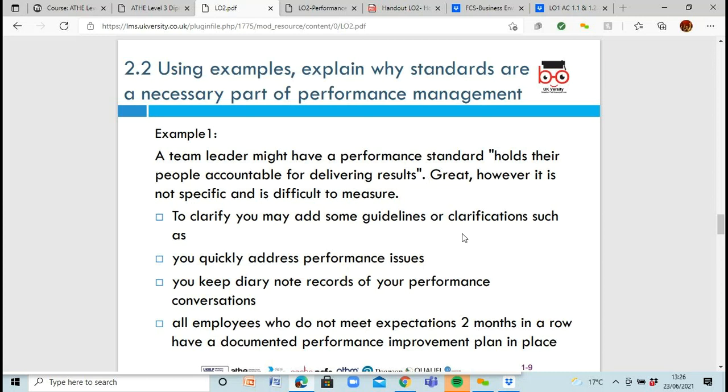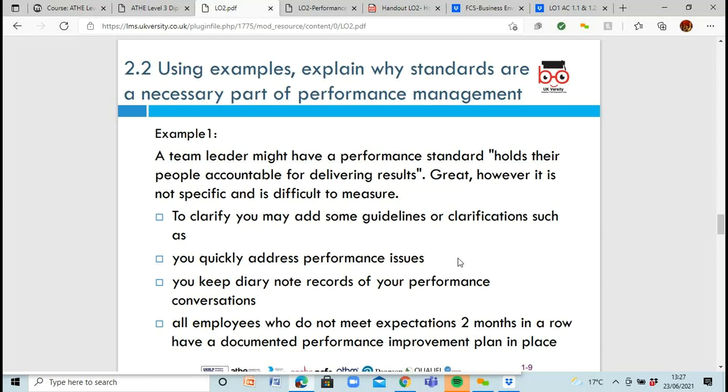So to clarify this, you need to add some guidelines. So you can put down some performance issues. You can keep a diary note to record your performance. And then all employees who don't meet expectations 2 months in a row will have a performance improvement plan put in place for them.